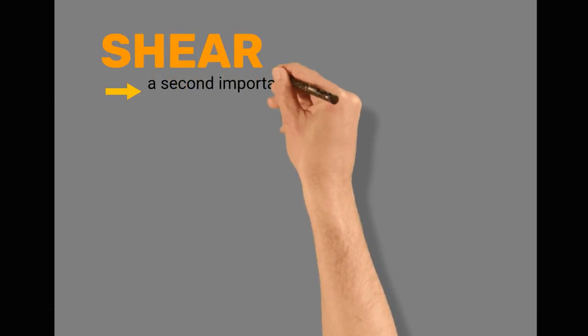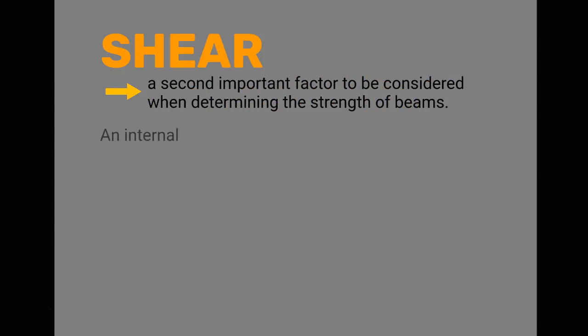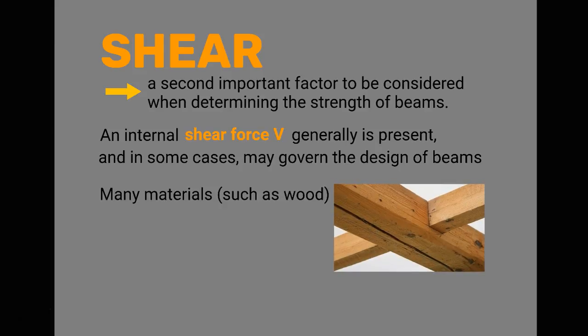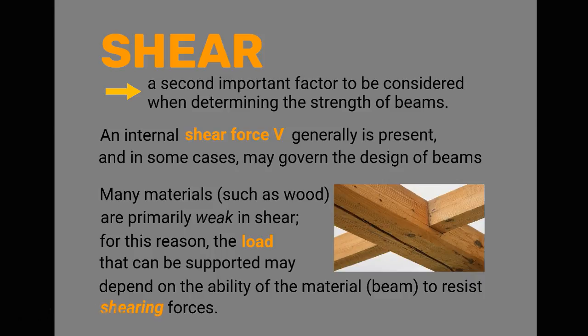Shear is a second important factor to be considered when determining the strength of beams. An internal shear force V generally is present and in some cases may govern the design of beams. Many materials such as wood are primarily weak in shear. For this reason, the load that can be supported may depend on the ability of the material to resist shearing forces.